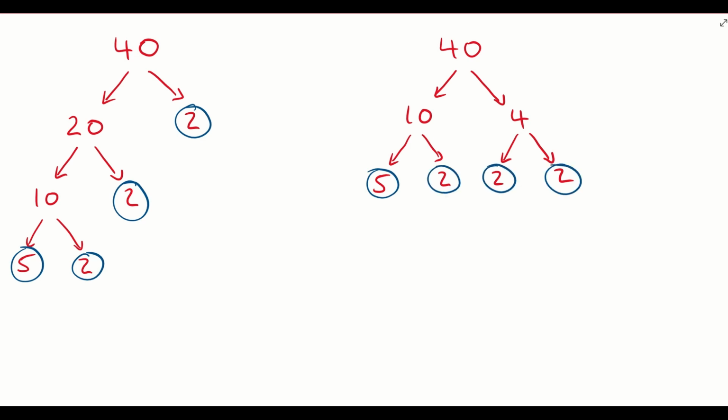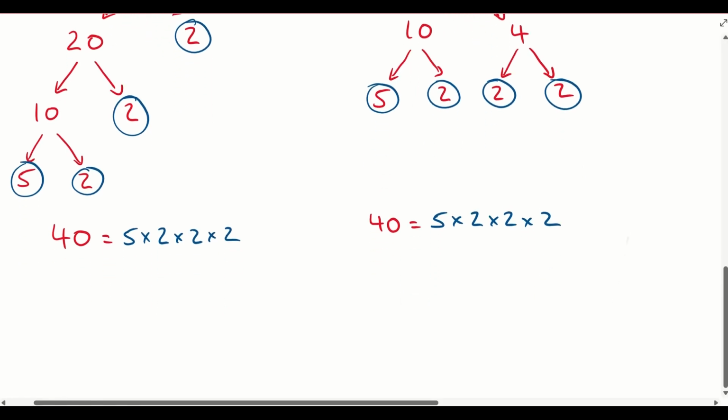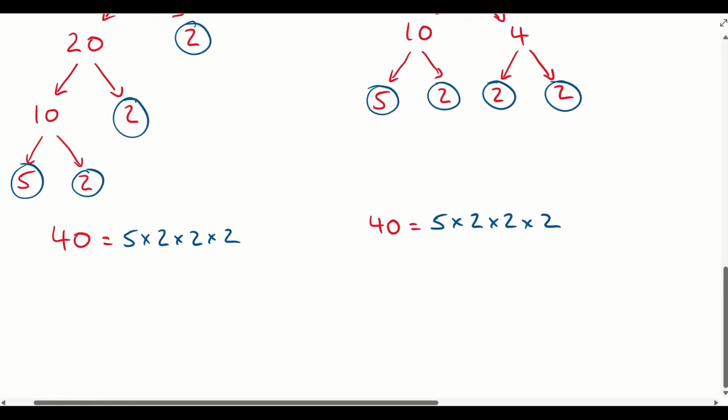And let's write our final answer. So for this factor tree on the left here, 40 is equal to 5 times 2 times 2 times 2. And for the one on the right, the number 40 gives us the exact same thing. Once again, 5 times 2 times 2 times 2. And we're lucky in this case that, the particular way that we've done it, we don't have to rearrange these. Okay?